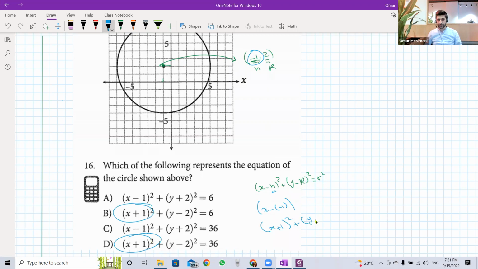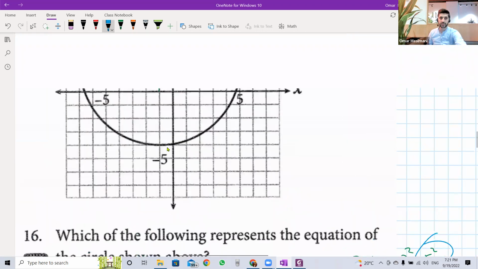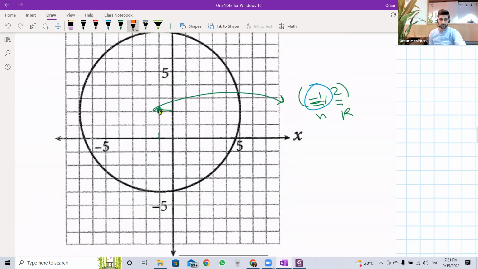Plus y minus k, k it's already 2, so there is no negatives, just a -2 equals what? Equals r squared, and r squared is going to be the radius. How will I find the radius? Just from the center, okay? You can count right, you can count up, you can count down, but you cannot count horizontally. That's a mistake. You cannot do that. All right, 1, 2, 3, 4, 5, and 6.